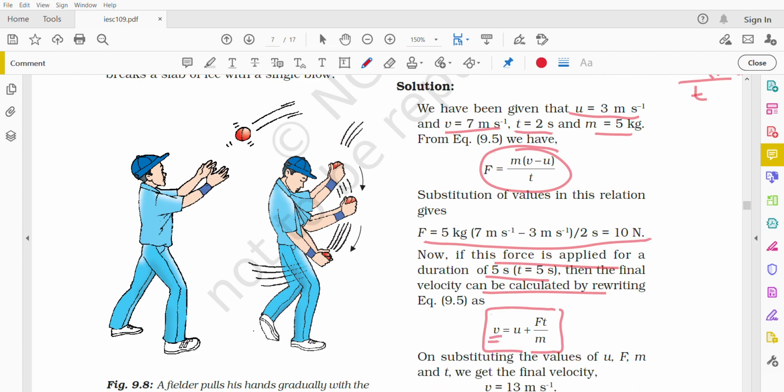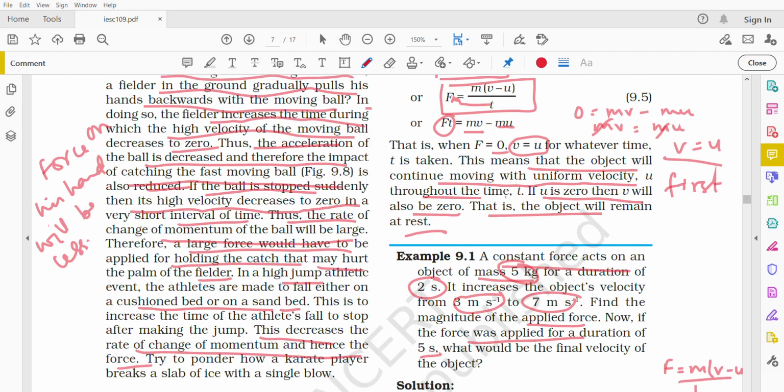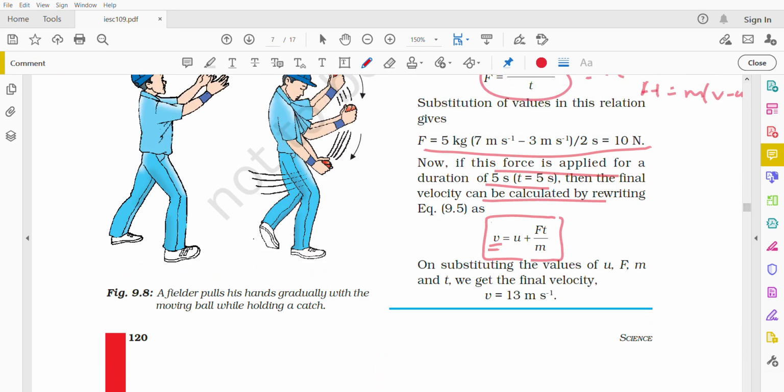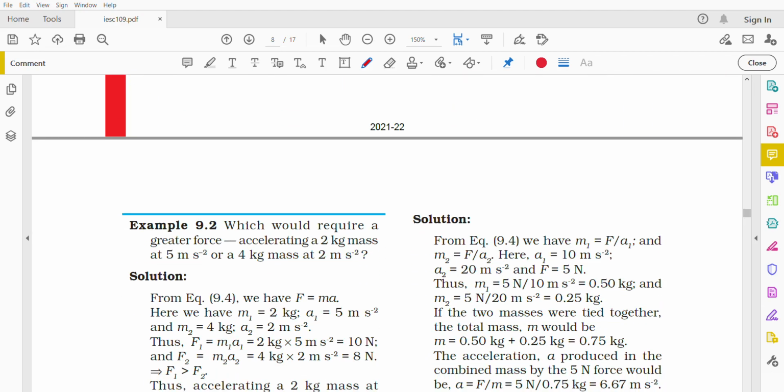From this only we derived v. Okay, this can be written as Ft equal to mv minus mu, isn't it? So it will be Ft equal to m(v minus u), so it will be Ft by m, that is equal to v minus u. So then v will be Ft by m plus u. That is how they have derived, so don't get confused. On substituting the values, we'll get the final velocity as 13 meter per second. All these questions you are going to solve in your copies by yourself. They are very important.